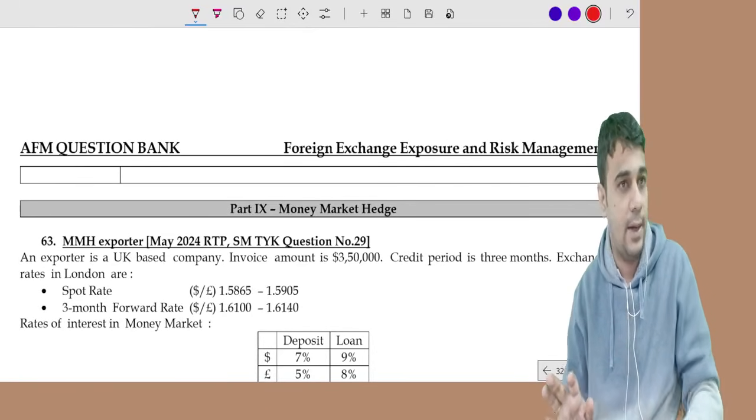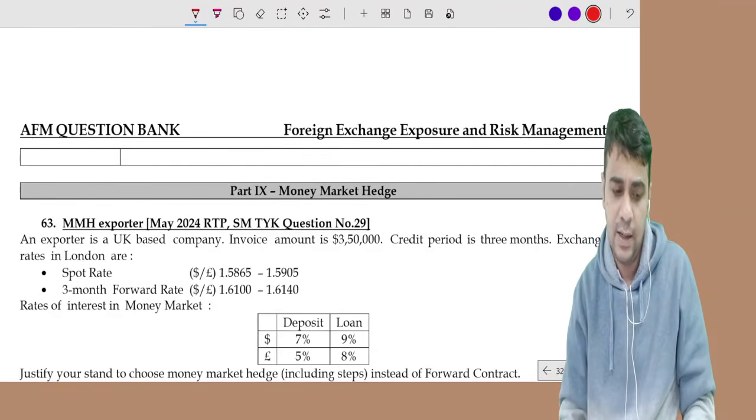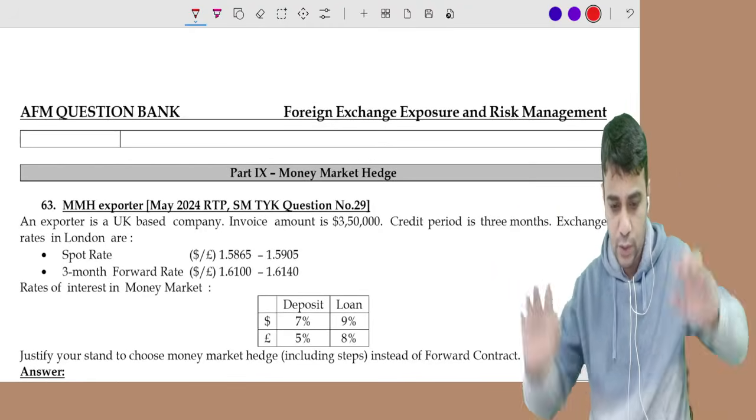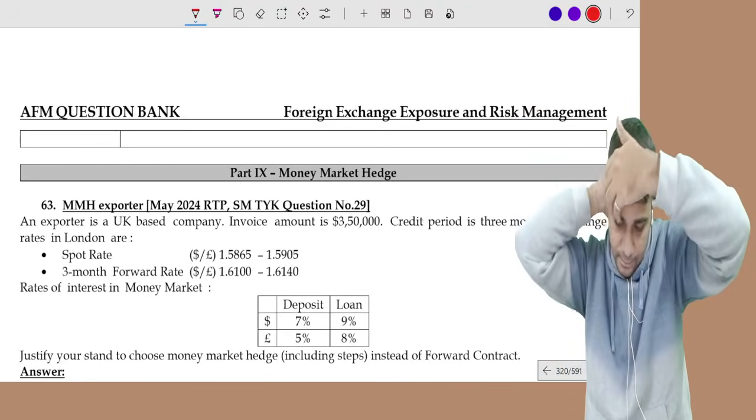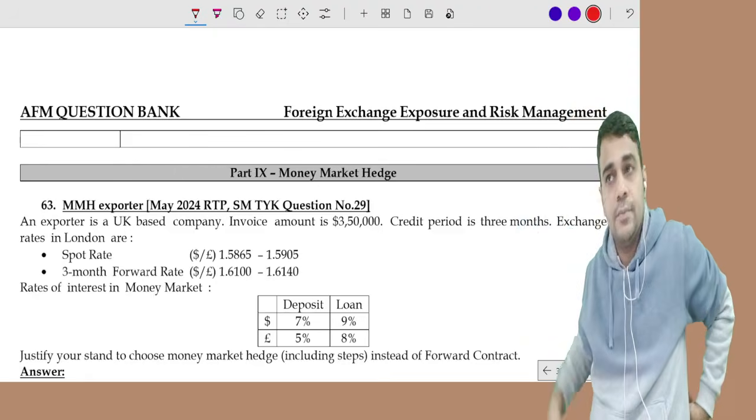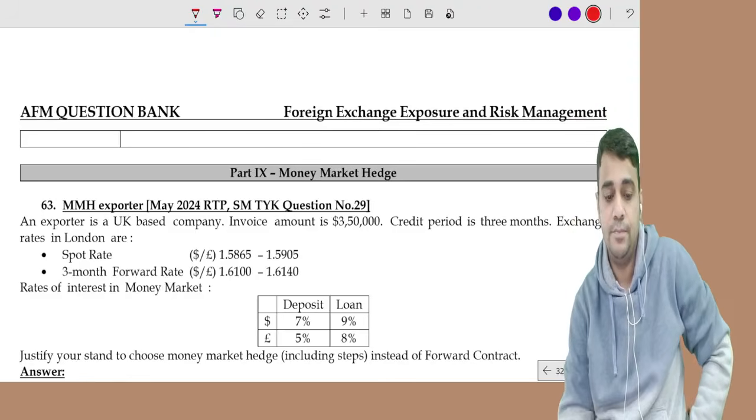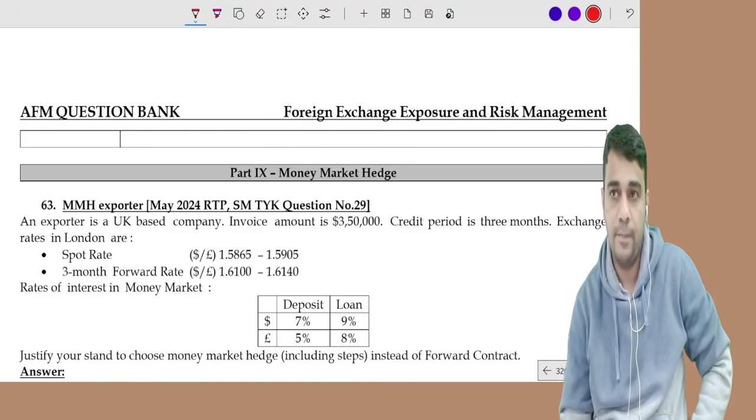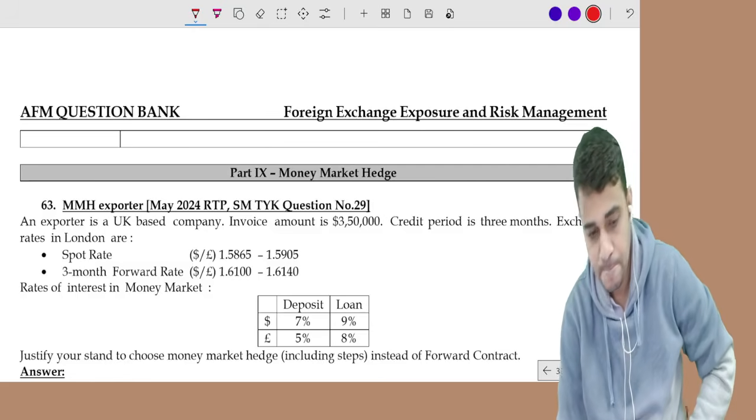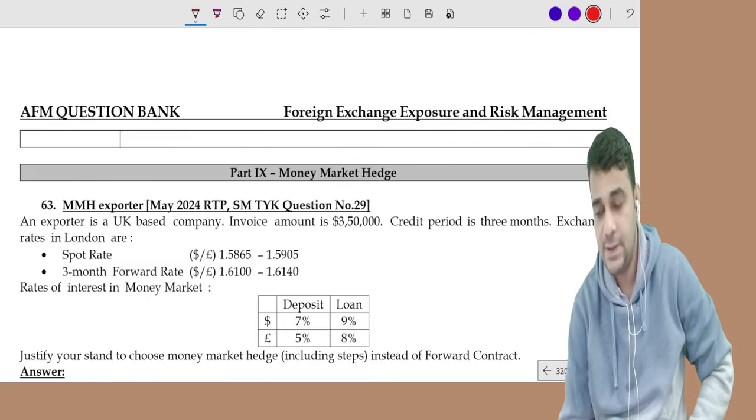Now I move to money market hedge. I'll explain the concept with the question itself. Go through question 63. Concept will be explained with the problem itself.